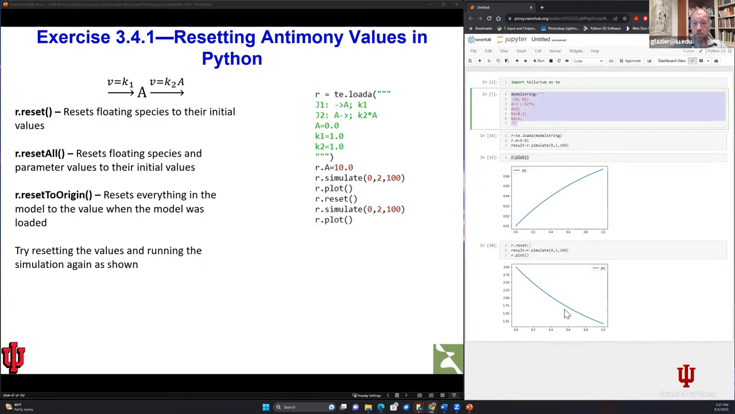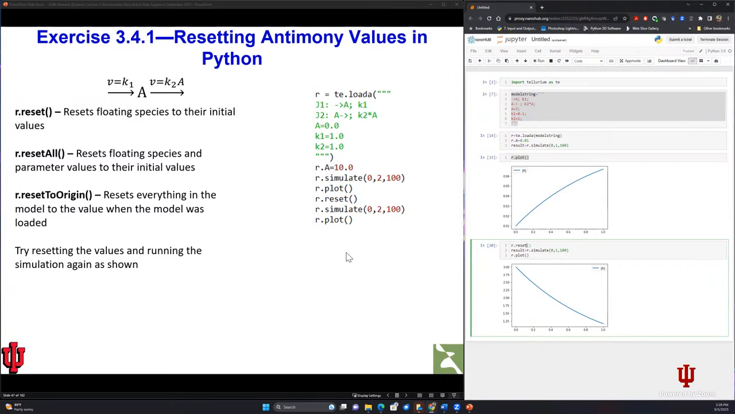So it is in fact doing what I asked it to do. So why don't you play with that a little bit? You can change the value of A you change here and use reset versus reset all. You could try changing the value of K1 or K2 and see what that does. So just spend a minute or two playing with that.